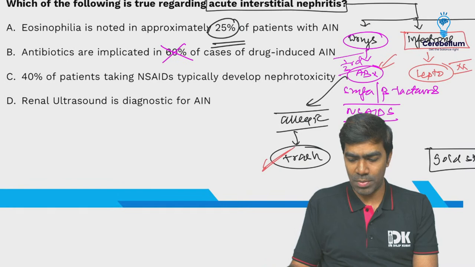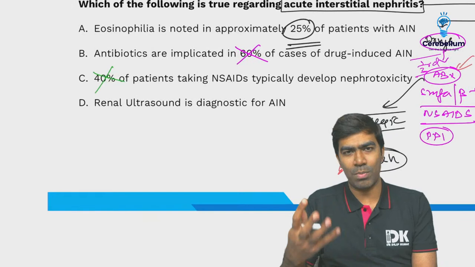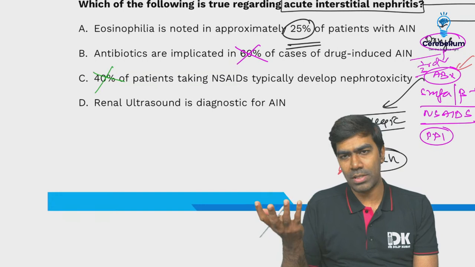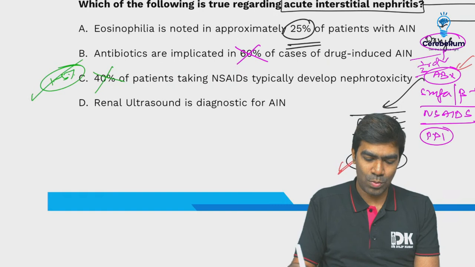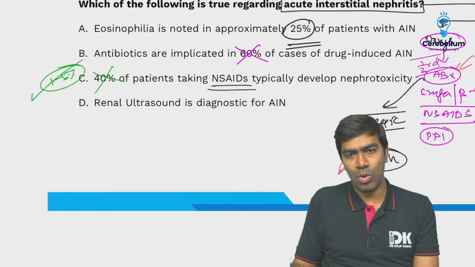40% of patients taking NSAIDs will develop nephrotoxicity. That's wrong. This is easy to rule out because in your practice, how many patients have you given NSAIDs? Out of that, do you think 40% develop nephrotoxicity? No, the risk is 1-5%. But still, this is a huge number. Even if it's 1%, imagine how many people are taking NSAIDs in the community. If 1,000 people are taking, 10 people are at risk. So that's why NSAIDs are not at all a good drug. You have to be very careful. So 1-5% develop, not 40%.